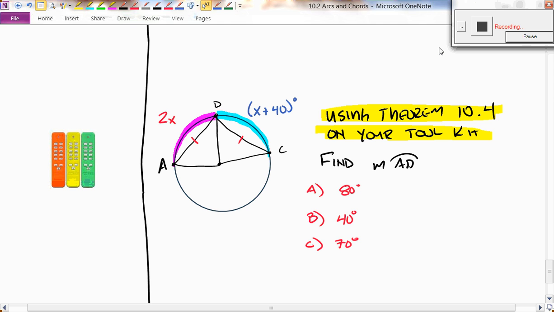Find the measure of AD using 10.4 in your toolkit. 2x equals x plus 40-something. Those two are equal.